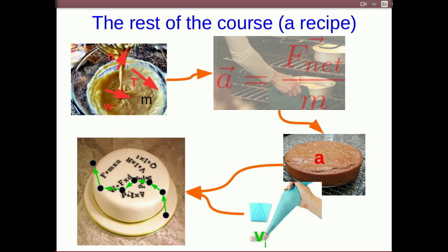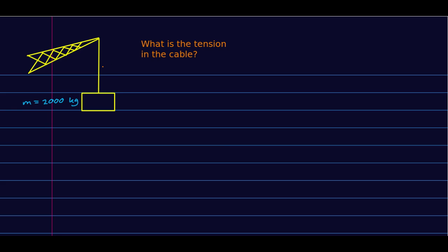The motion doesn't cause the forces any more than you tasting vanilla in the cake caused the chef to put vanilla in it. That would be ridiculous. So remember that cause and effect relationship. Forces cause accelerations, never the other way around. Let's start to use these ideas to calculate things.